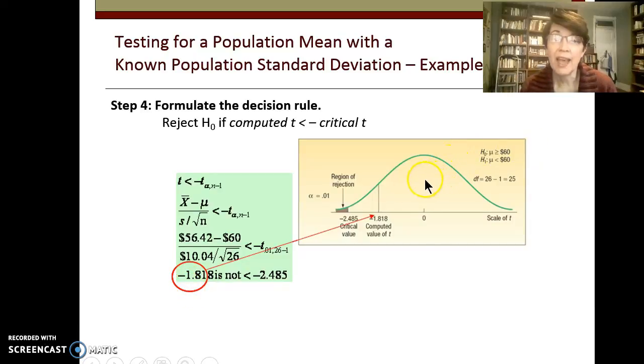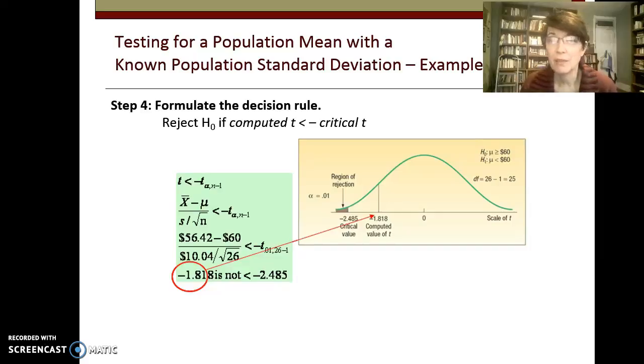So we are in this half down here, this area. But this number is not all the way down here, right? We're looking for it to be far down on the number line, less than as we go that direction. We are looking for the number to be less than negative 2.485, and this is not.